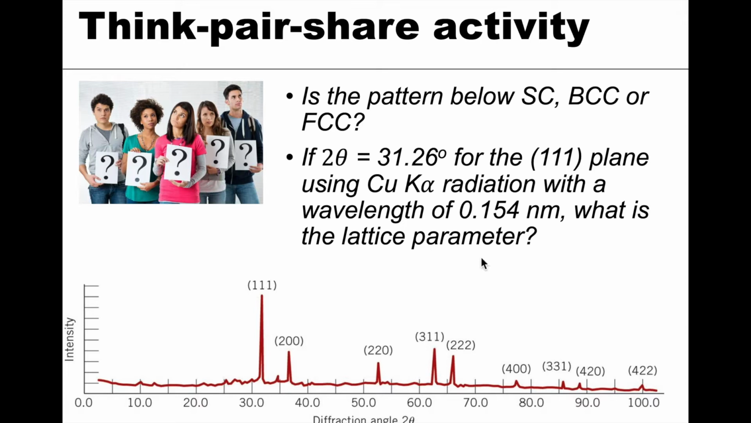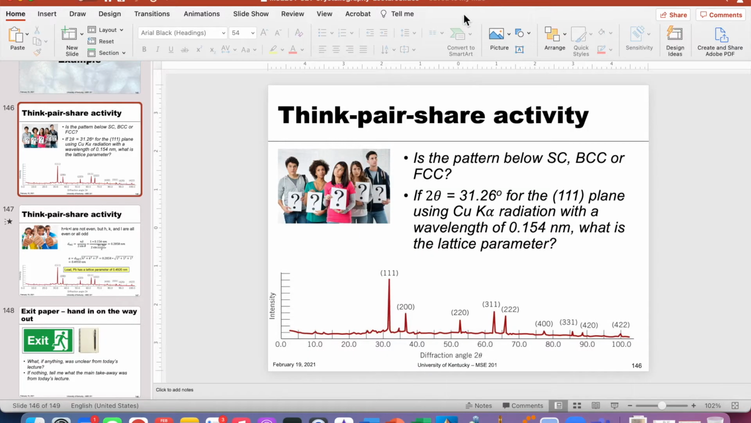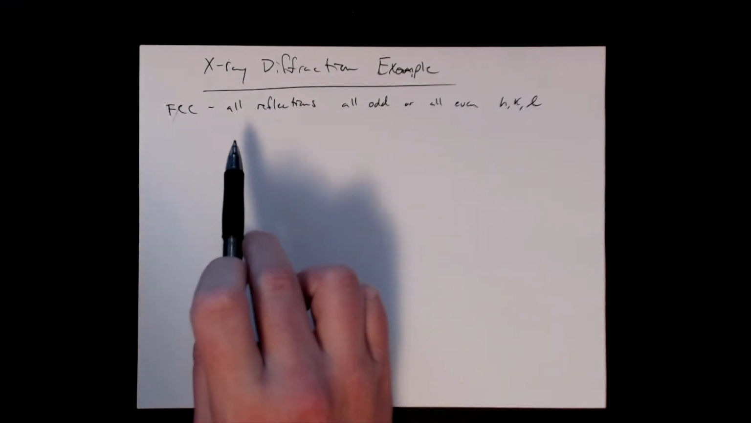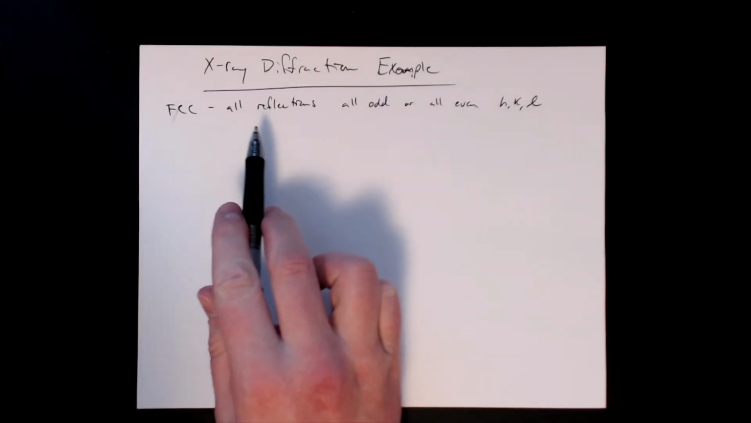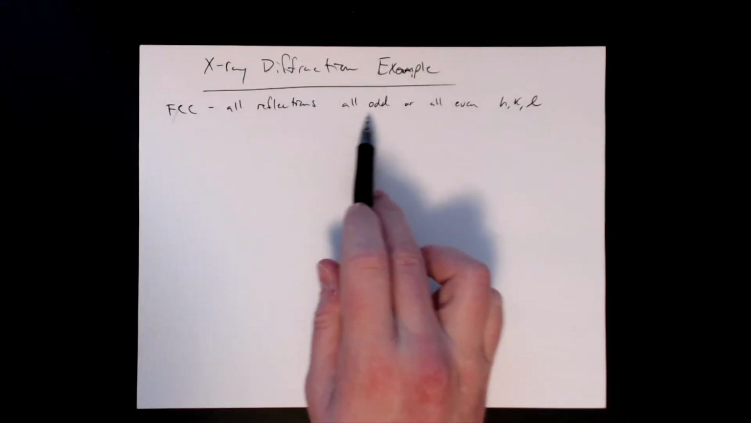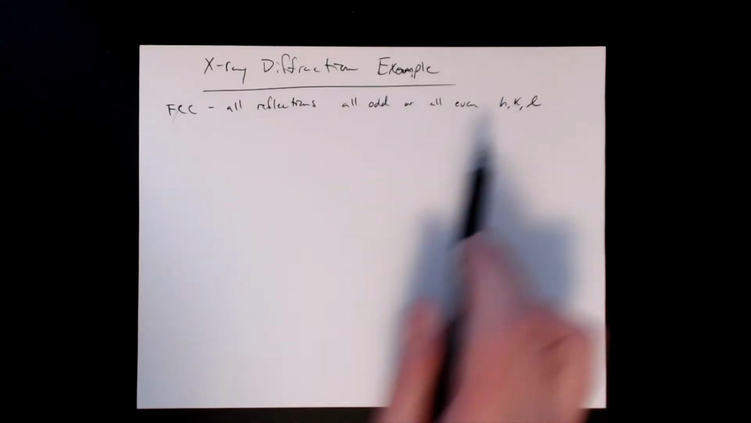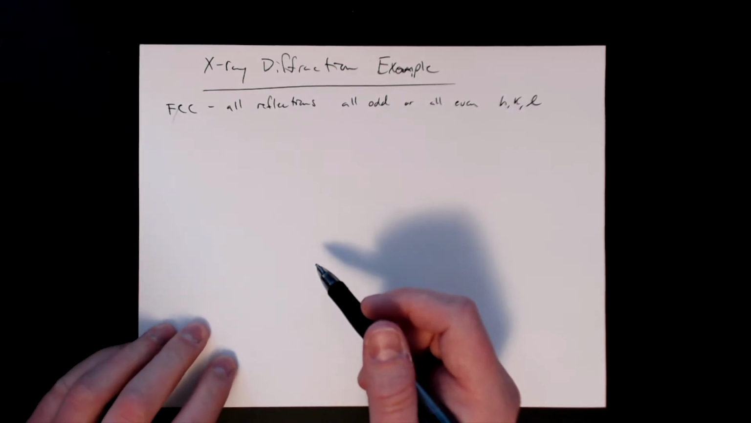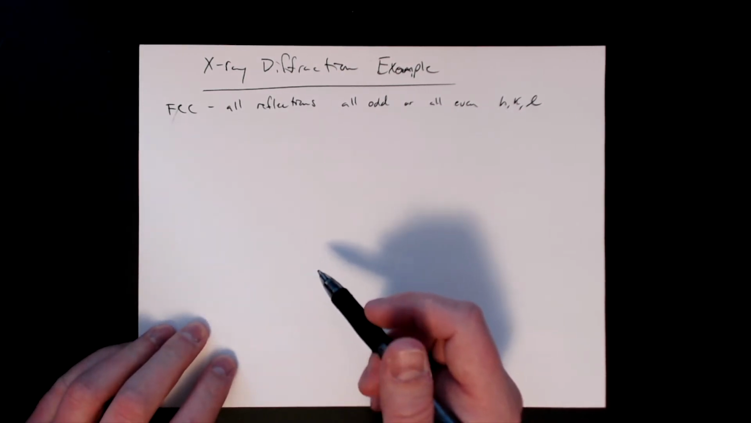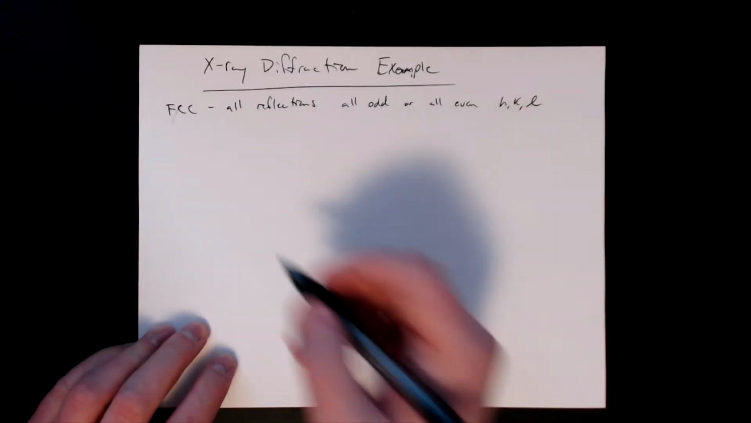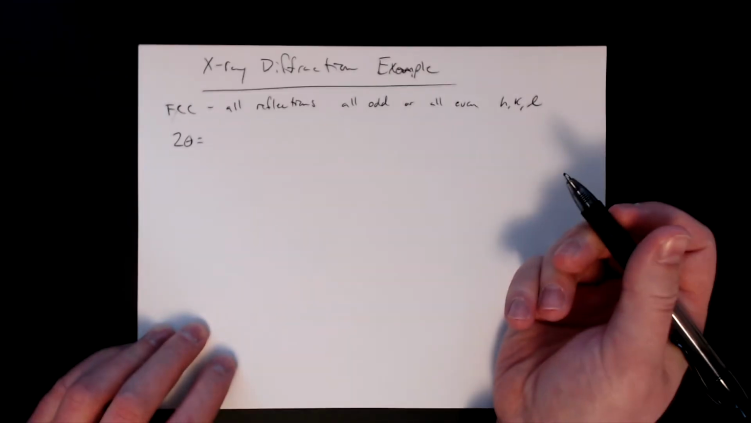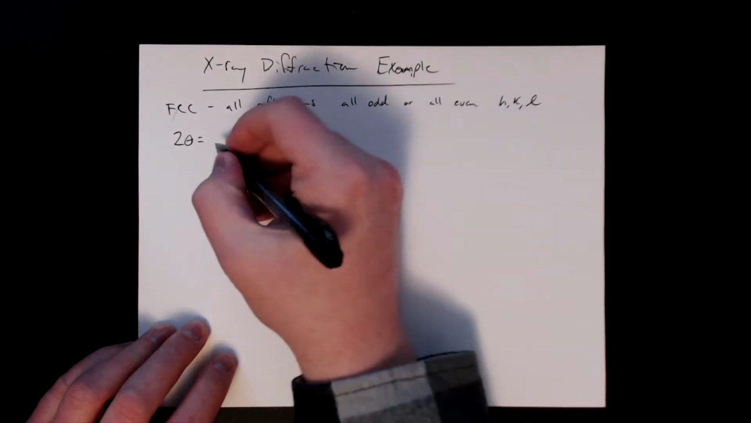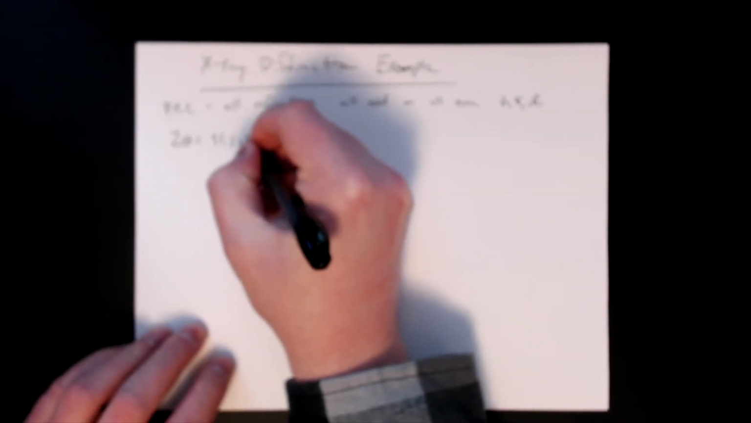For that, I'm going to move over to a piece of paper to help us out. In the previous part, we identified it as FCC from the available peaks, since all reflections were either all odd or all even. So let's go to the part about calculating the lattice parameter, and let's rewrite what we know. We know that the first peak has a two theta value of 31.26 degrees.